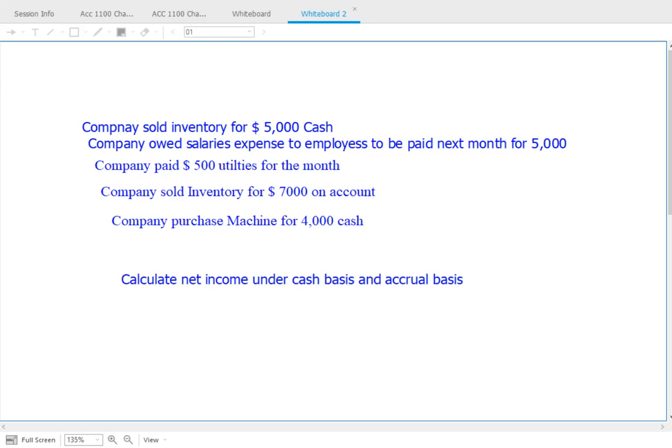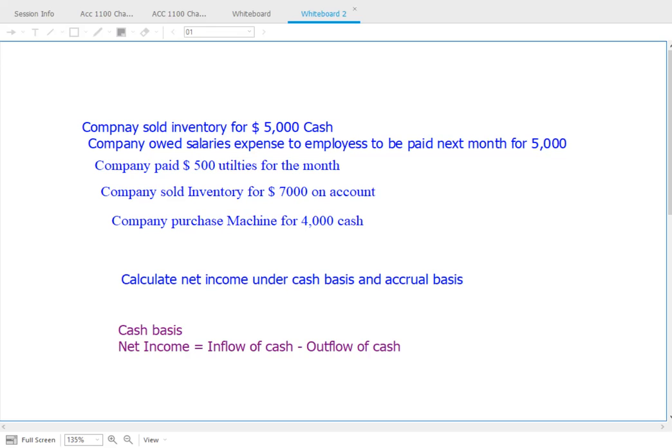Under the cash basis, net income is equal to, and instead of revenue, I will make it inflow of cash, minus, and instead of expenses, I will make it outflow of cash, because under the cash basis, revenue is represented by any cash received and expenses is any cash I paid. So under the cash basis, the net income is the difference between the cash received minus the cash paid.